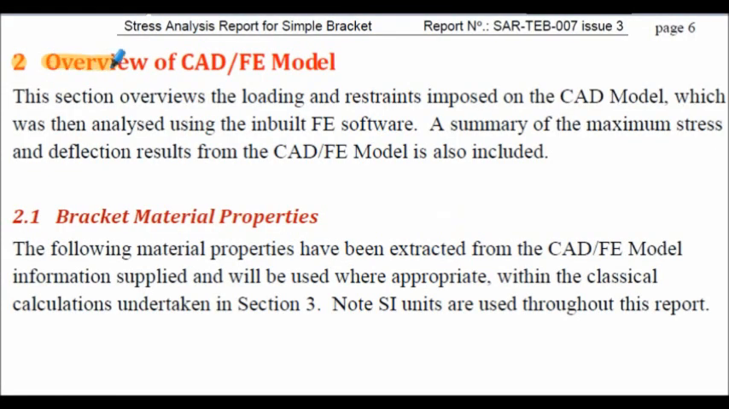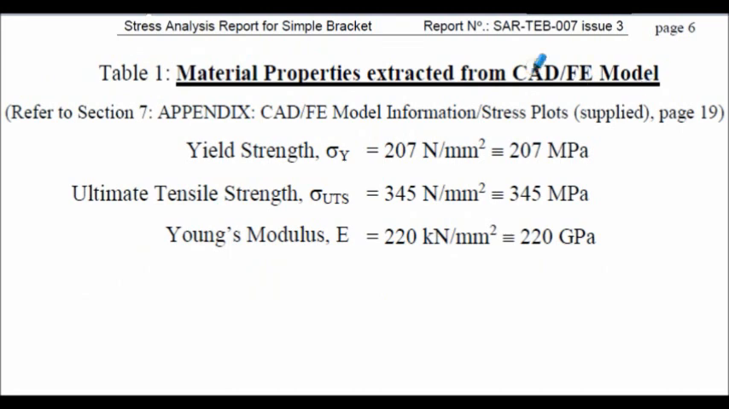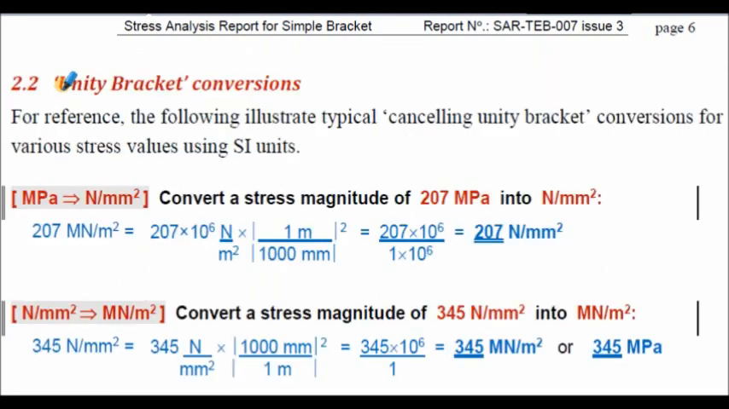Section 2 is the overview of the CAD model and bracket material properties, shown on the next slide. And here they're extracted from the CAD-FE model. Here's our unity bracket conversions. Again, I would not normally add these into a formal technical report issued to an engineer, but as this is an educational document effectively, I have included them here.